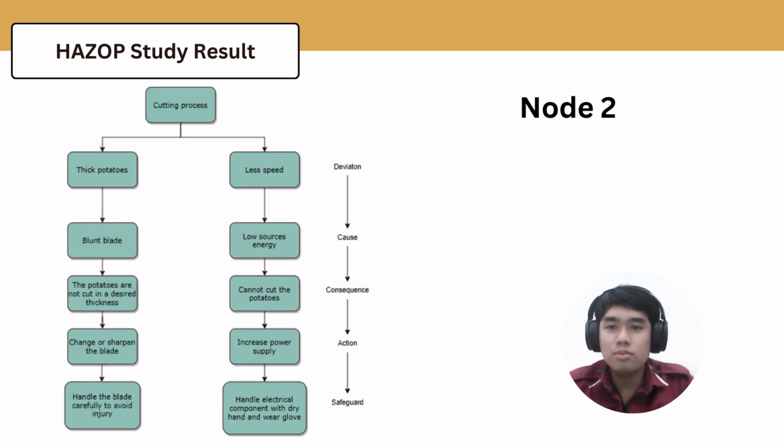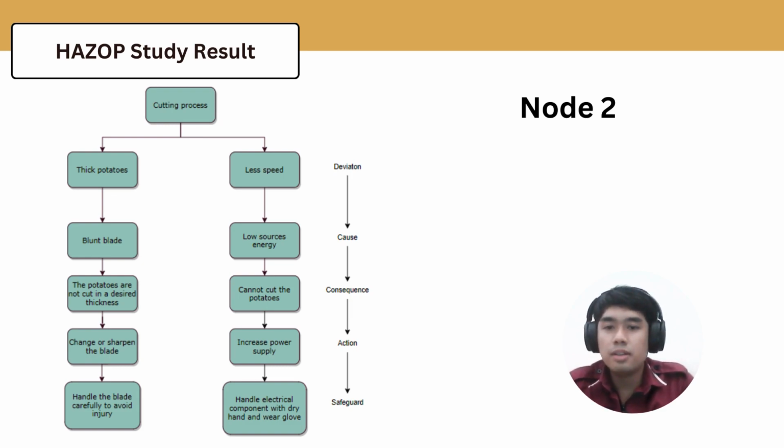So for node 2, which is the cutting process, we have two deviations, which are thick potatoes and less speed. So for thick potatoes, it is caused by the blunt blade and it will make the potatoes not cut in a desired thickness. So to prevent this, we need to change or sharpen the blade. And the safeguard is to handle the blade carefully to avoid injury.